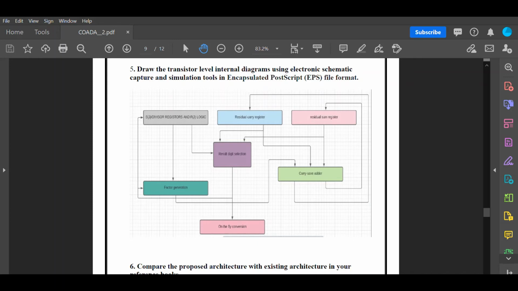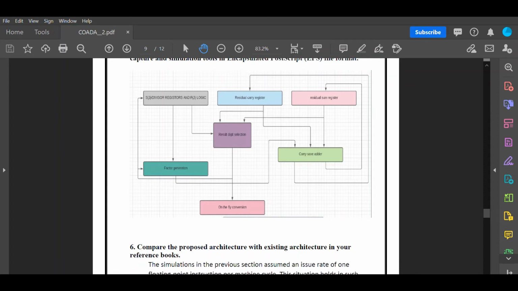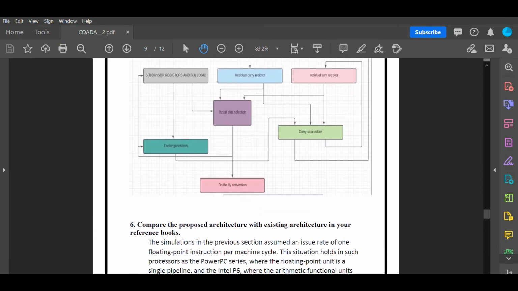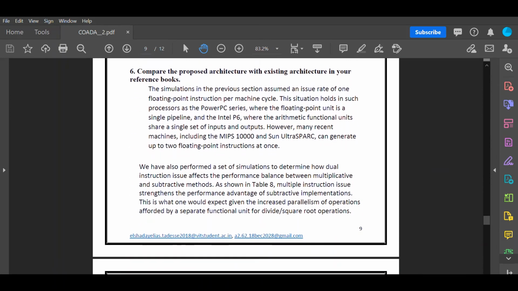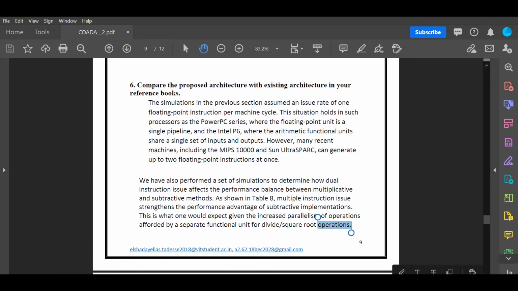Okay, the fifth question is to draw the transistor level internal diagrams using electronic schematic capture in simulation tools in EPS file format. So there is a residual carry register and residual sum register. There is result digit selection, carry save adder, on-the-fly conversion and factor generation here. The block diagram is clearly shown here. Okay. Next is to compare the proposed architecture with existing architecture in our reference books.